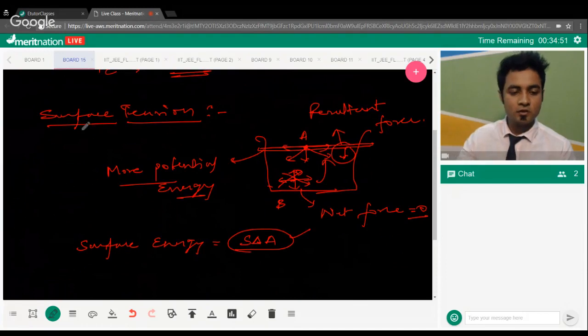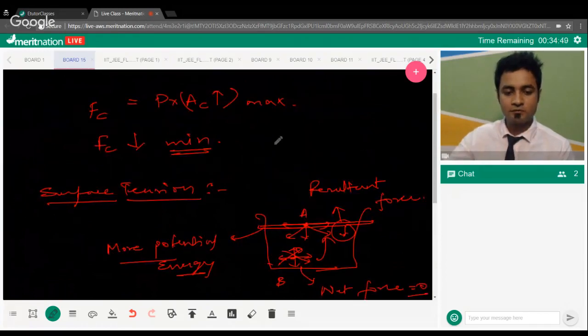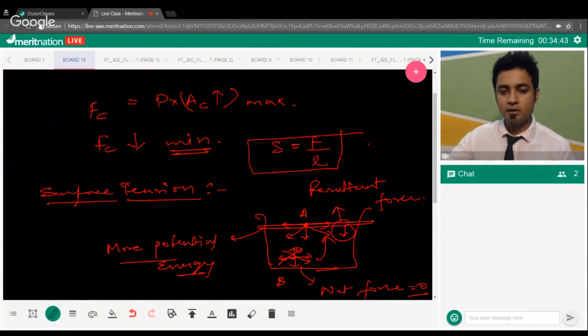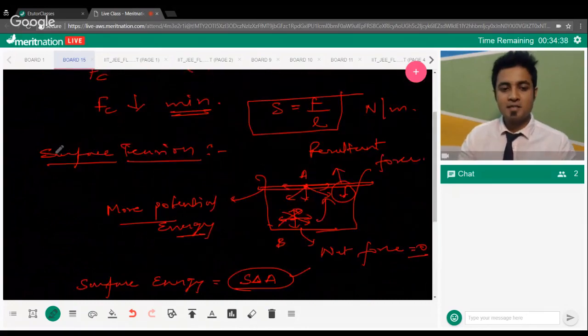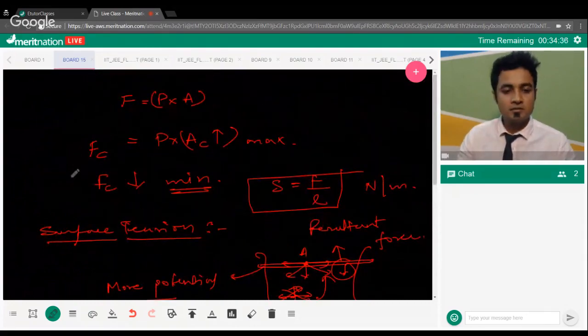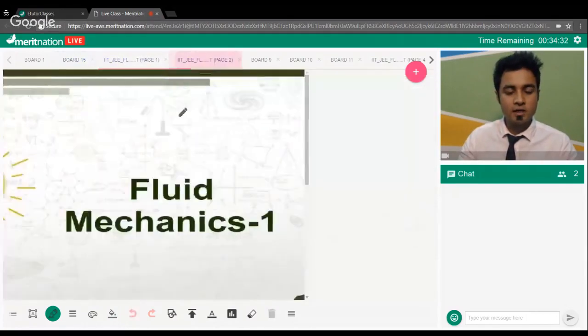Sorry guys, I just forgot to write the formula for surface tension. Surface tension is represented by force per unit length, or the unit would be Newton per meter. So guys, on these things we are going to do some numericals today. Let's just take the first numerical here.